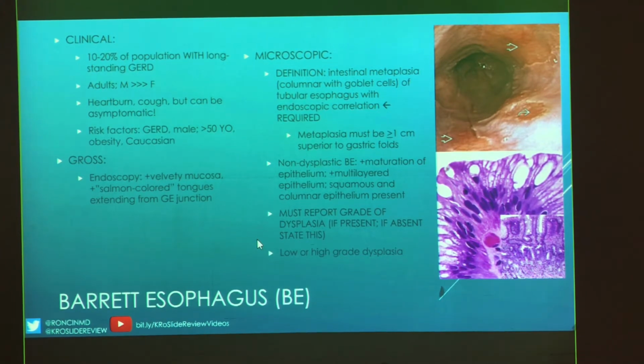Microscopically, the definition of Barrett's esophagus is intestinal metaplasia or columnar epithelium with goblet cells within the tubular esophagus with endoscopic correlation. That's where we were talking about it having to be more than 1 centimeter superior to the gastric folds. And as was mentioned, you must report whether or not dysplasia is present, and if it is, whether it's low grade or high grade. On the lower right, I just have some examples of non-dysplastic Barrett's.